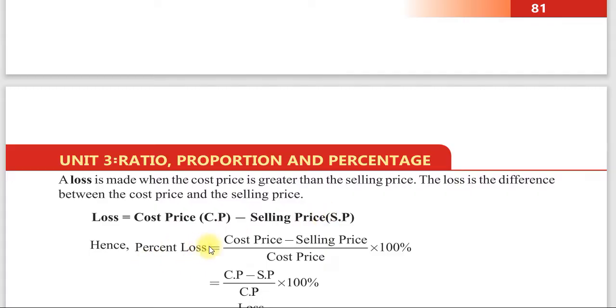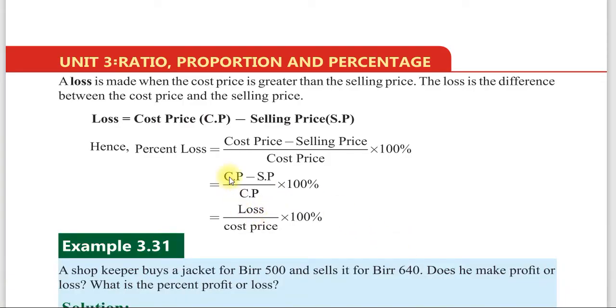Hence, percent loss is equal to cost price minus selling price over cost price times 100%. Or simply CP minus SP over CP times 100. CP minus SP means simply the loss, and CP means cost price. So loss over cost price times 100% gives us the percent loss.